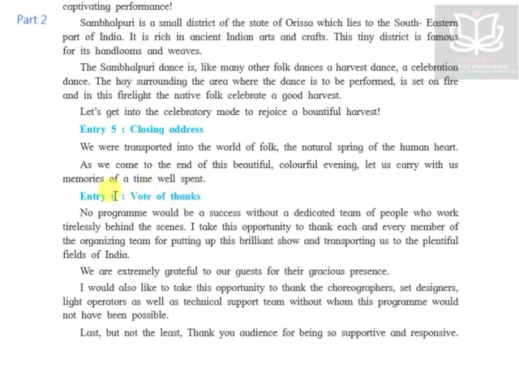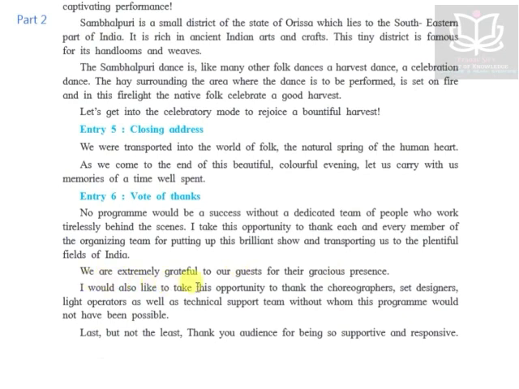In the vote of thanks, you actually thank everybody who made this entire program a huge blast. No program would be a success without a dedicated team of people who work tirelessly behind the scenes. I take this opportunity to thank each and every member of the organizing team for putting up this brilliant show and transporting us to the plentiful fields of India. We are extremely grateful to our guests for their gracious presence.